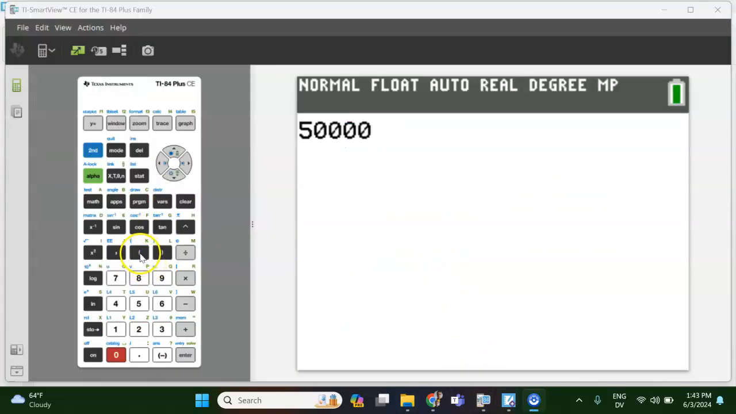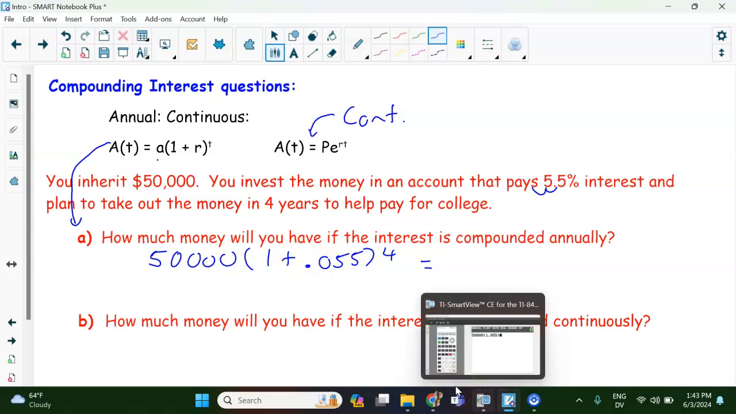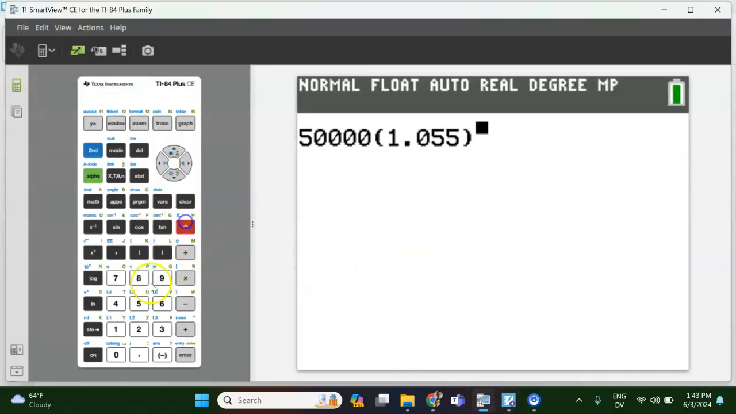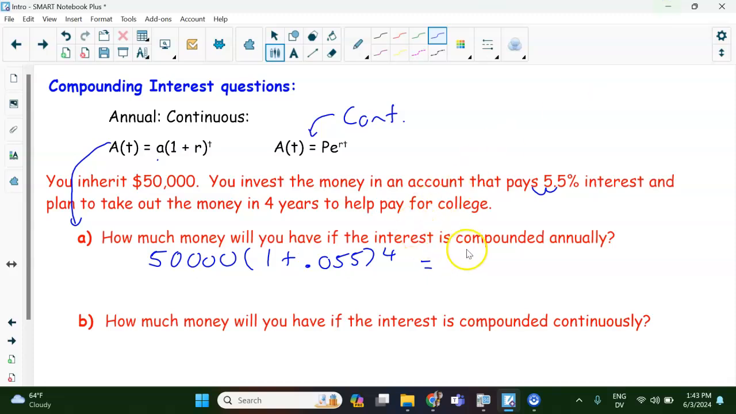So here's what it looks like in the calculator, 50,000, 1.055. I'm actually adding those together. Add the 1 and the 0.055, and then do the little hat thing, 4th power, and we get 61,941.